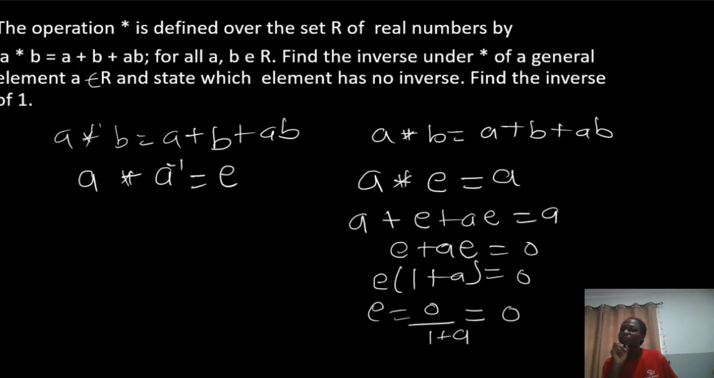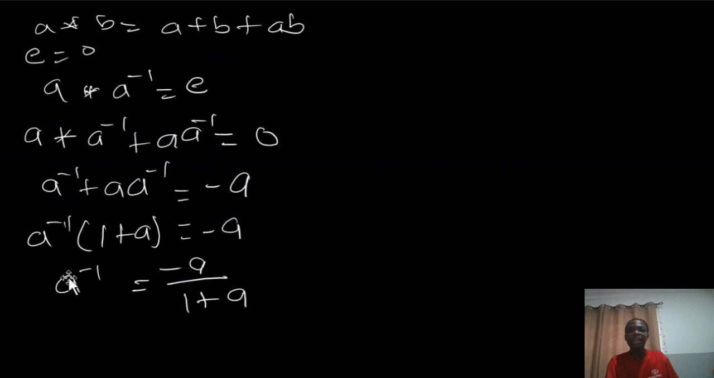The next one is to state which element has no inverse. Now, a is a set of real numbers, right? So we are going to look for a certain real number that when we put it in this equation, we are not going to get its inverse. We know that any number over 0 is undefined, right? So we are going to find a value for a which, when we put it in the denominator, we get 0, because any number over 0 is undefined. So that number doesn't have an inverse.